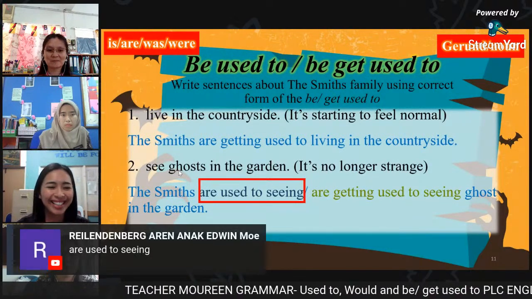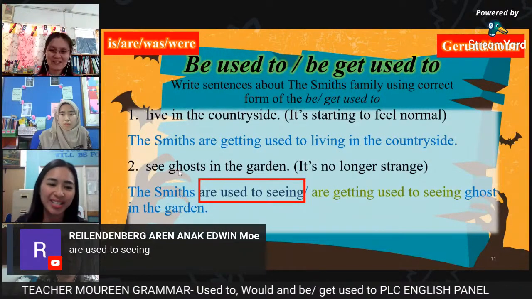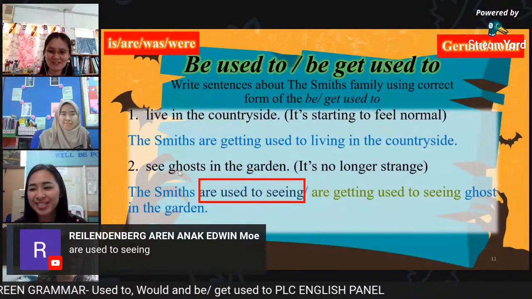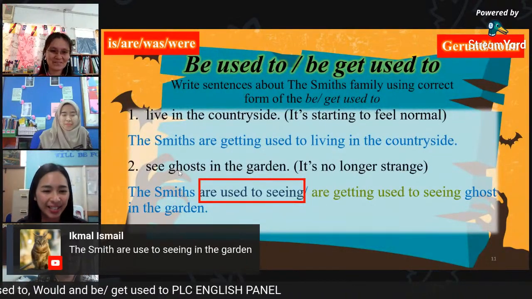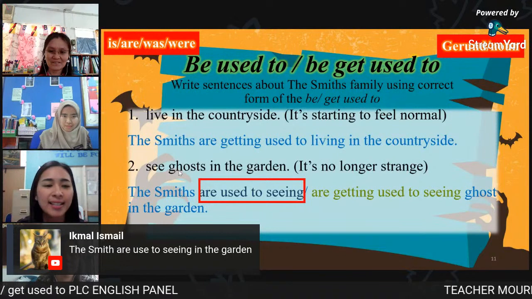Wow. Okay. How about you, class? Do you have such stories? You are used to seeing ghosts somewhere? Okay, so done with second example. Next example.